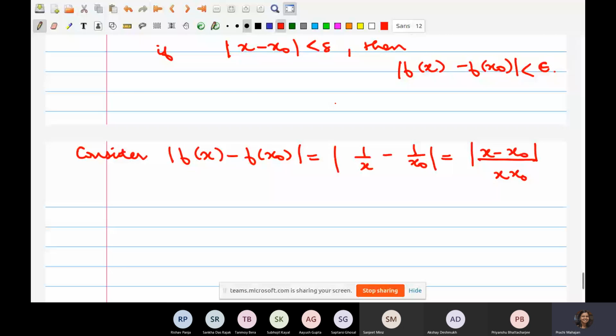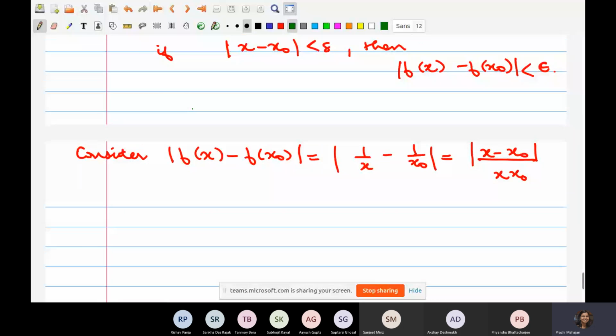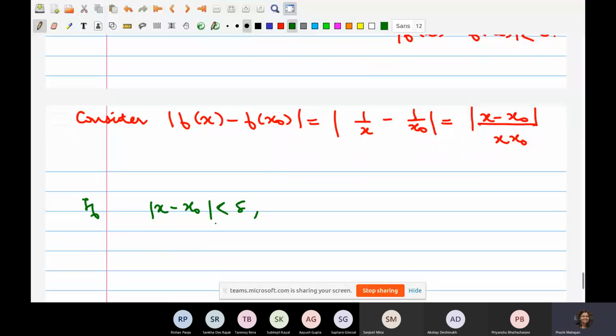So, what is it that I have? Let me just scribble here as to what I should do so that I am in safe hands. So, if x comes from delta neighborhood of x naught here, right? So what does it mean? Let's just unwind this inequality. This means that x is in the interval x naught minus delta, x naught plus delta.